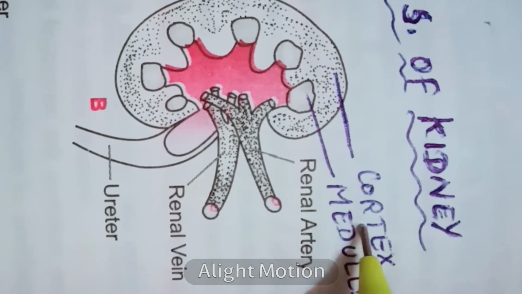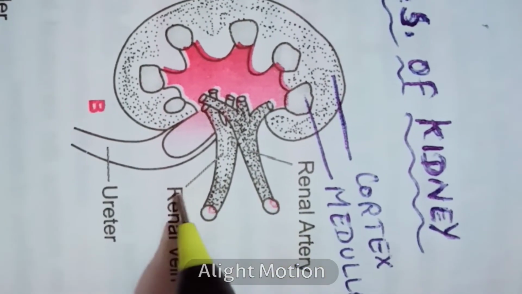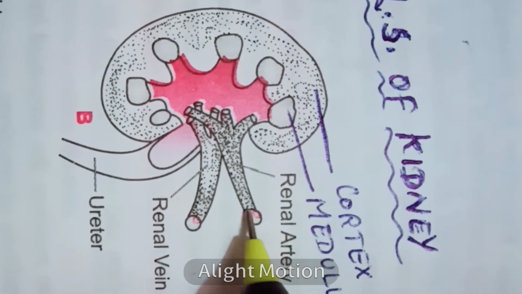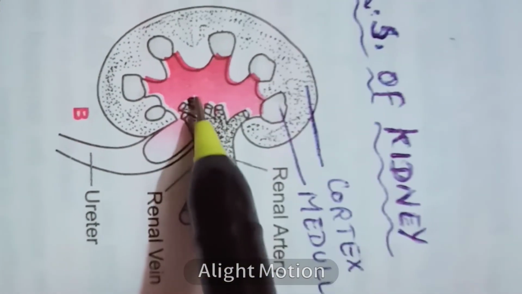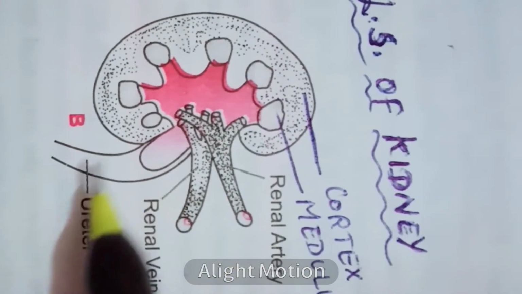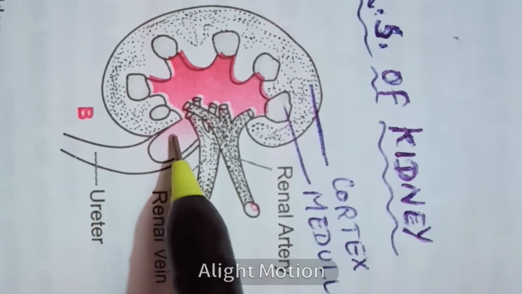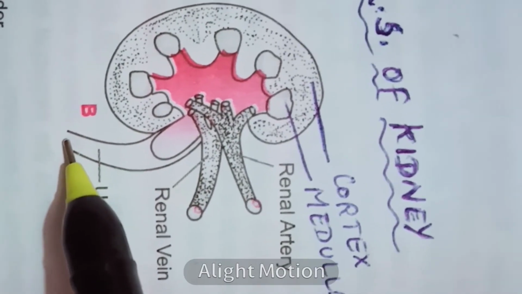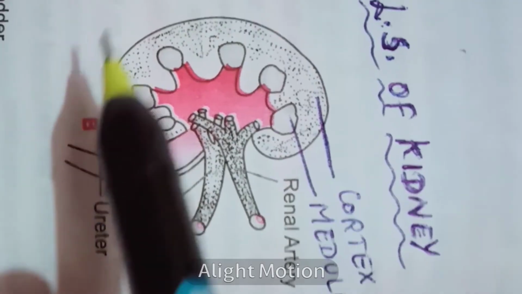The outer region is the cortex and the inner region is the medulla, and I already explained the renal artery and renal vein. The renal artery takes pure blood to the kidneys and the renal vein takes the deoxygenated blood from the kidney. Then all the structures are connected with the renal pelvis, and then into the ureter, and then to the urinary bladder. So this is the LS of the kidney.